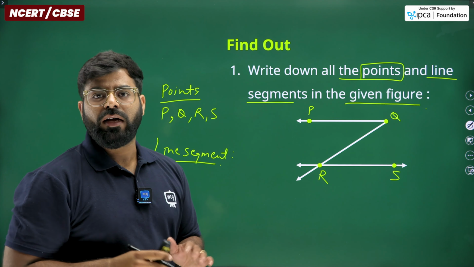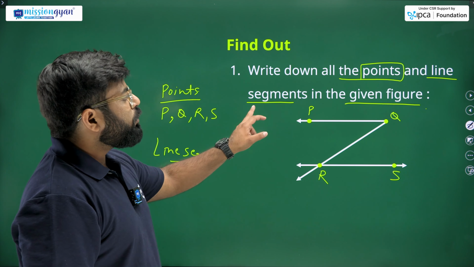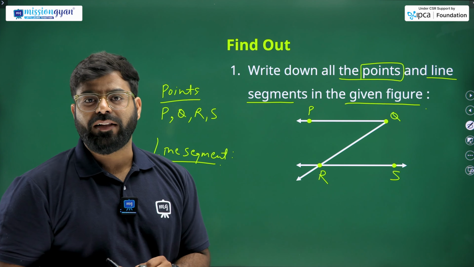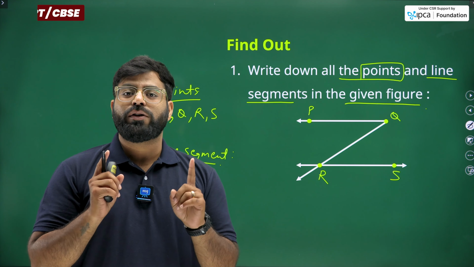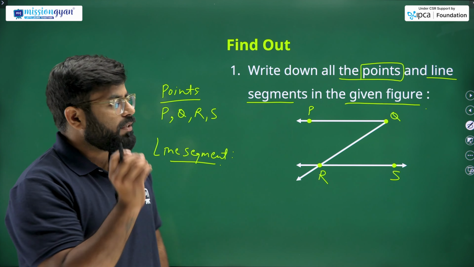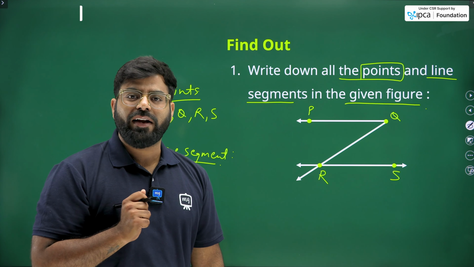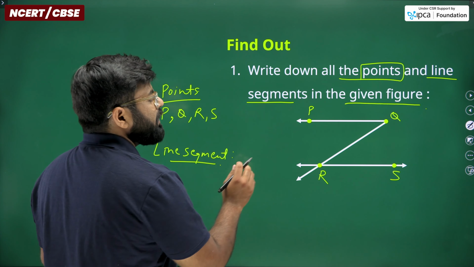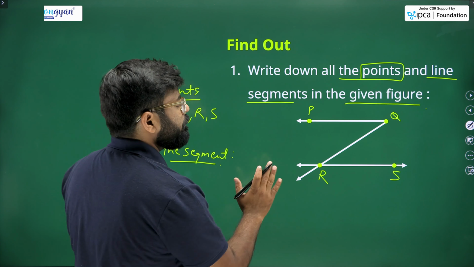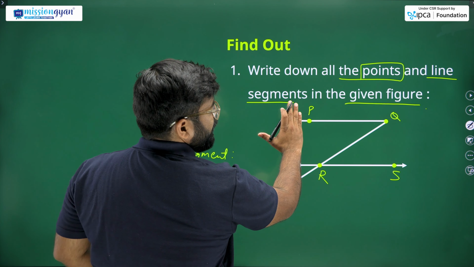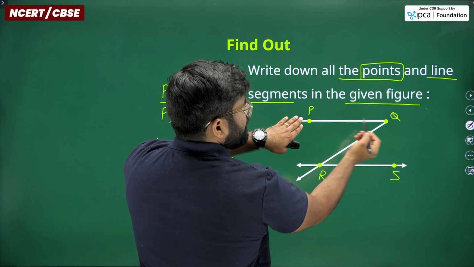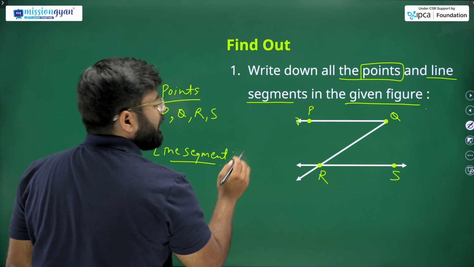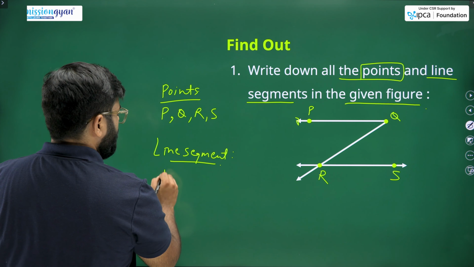Now we have to check how many line segments are there. I have already told you what is line segment. Line segment has two endpoints. Understood? So let's check how many line segments are there in this figure. We will start with line segment PQ. See, if I hide this arrow, you can see we do have a line, we do have point P and point Q. And this is the shortest distance. So we can say that we have line segment PQ.